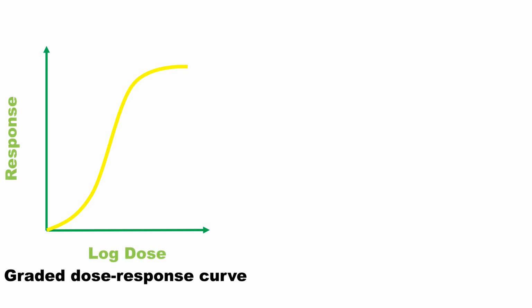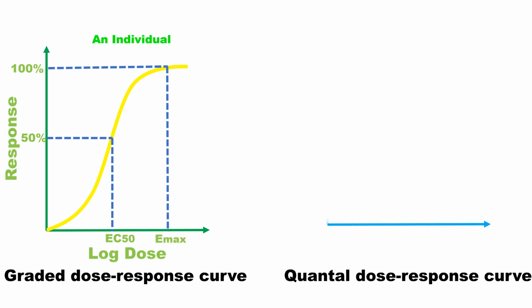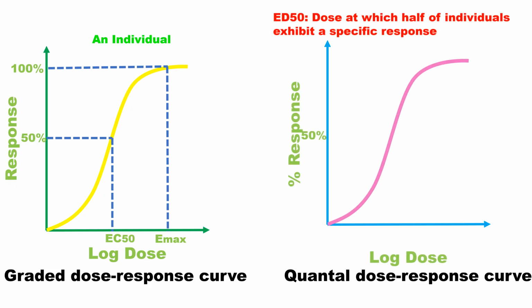Graded dose-response curves represent a continuous increase in drug effect, with dose in an individual, helping determine EC50 and Emax. Quantal dose-response curves measure an all-or-none response in a population, showing the percentage of individuals responding at each dose and determining ED50 and LD50.